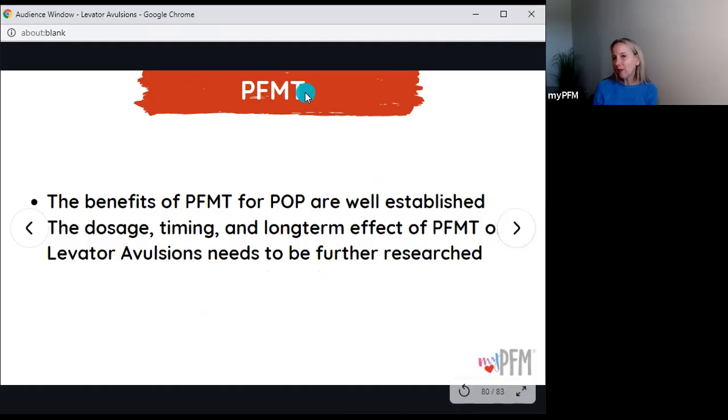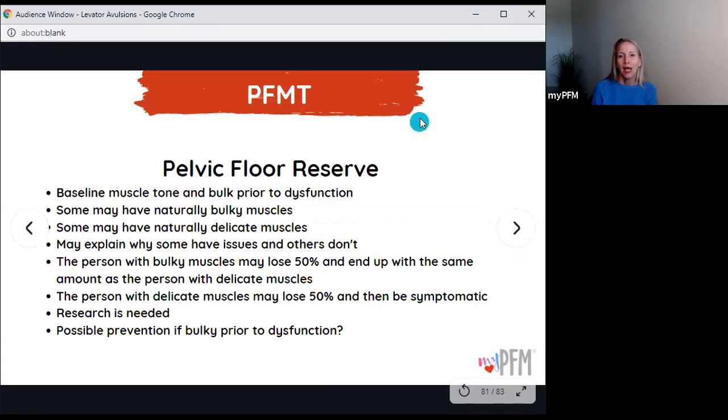So going back to pelvic floor muscle training, the benefits of pelvic floor muscle training for pelvic organ prolapse are well established. The dosage, timing, and long-term effect of pelvic floor muscle training on levator avulsions needs to be further researched. We need more research to guide our clinical practice. There is now another emerging theory called the pelvic floor reserve, okay?